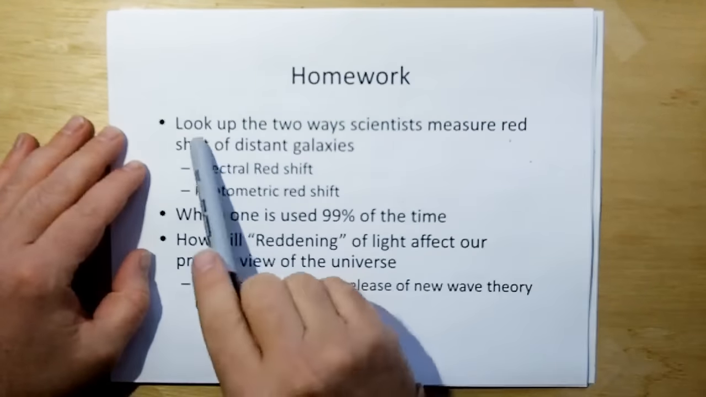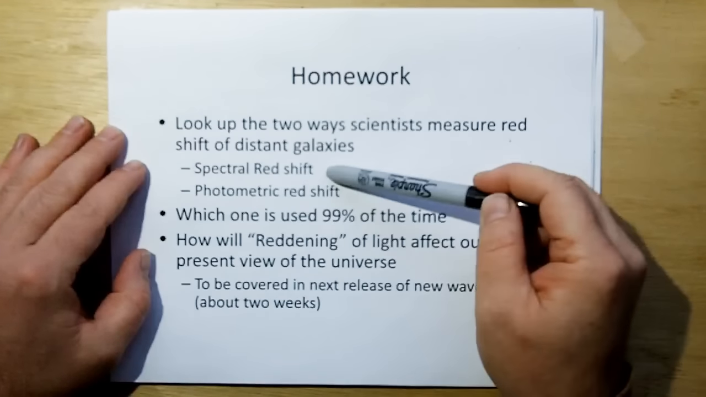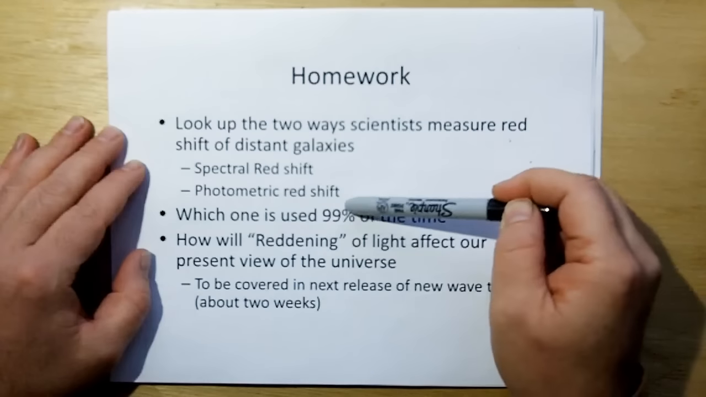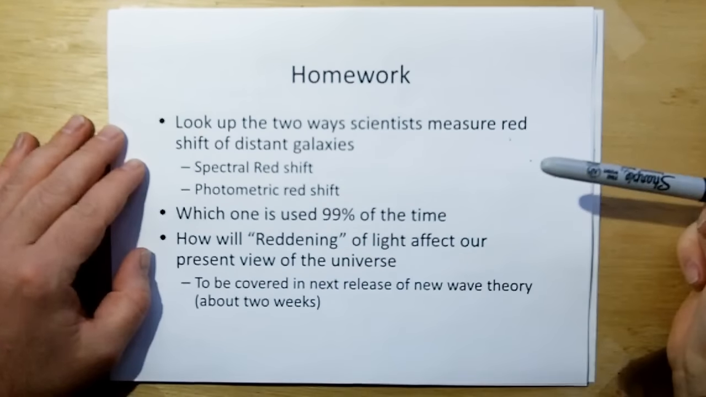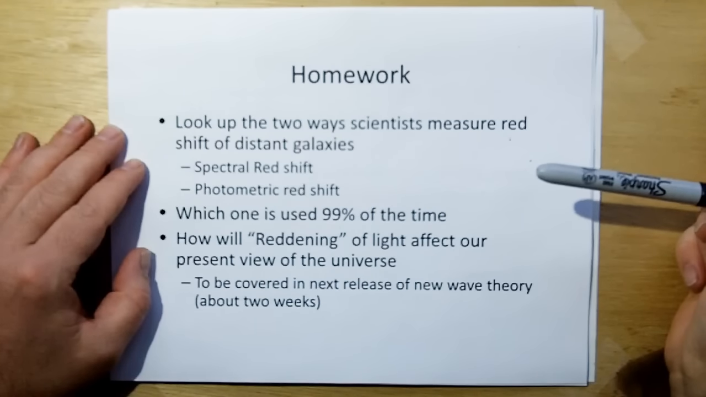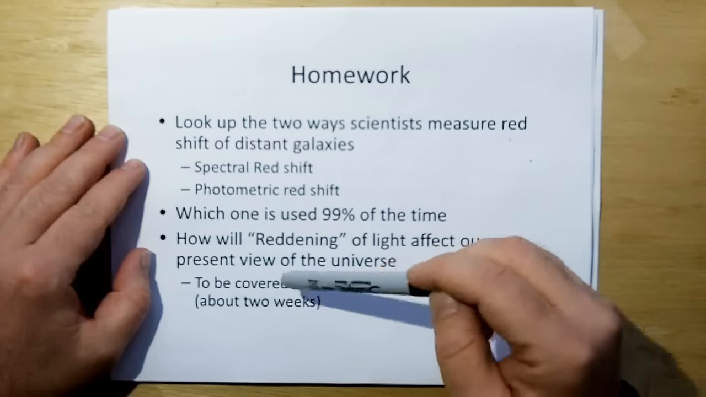So what I want you to do for homework is look up the two ways scientists measure redshift of distant galaxies. There's one method called spectral redshift. There's another one called photometric redshift. Which one is used 99% of the time when measuring the redshift of distant galaxies? And how will reddening of light affect our present view of the universe?